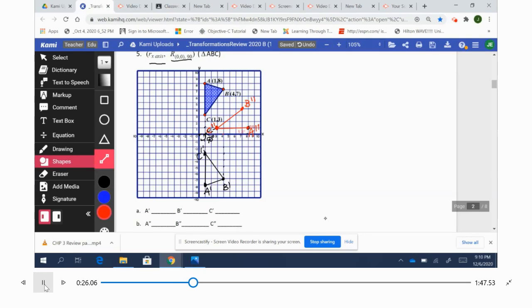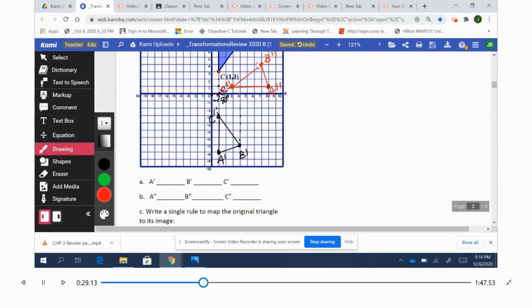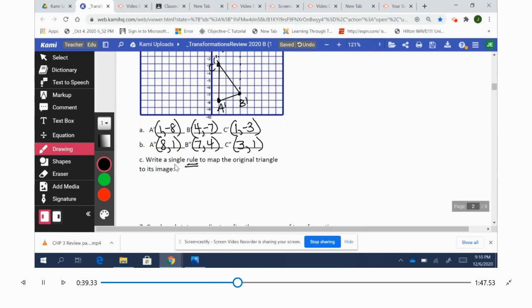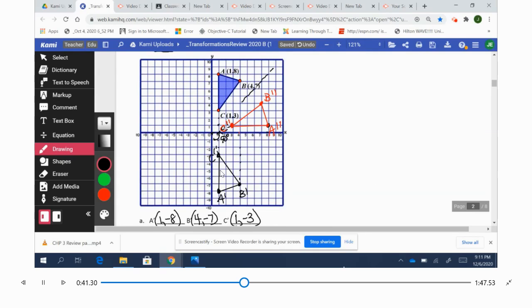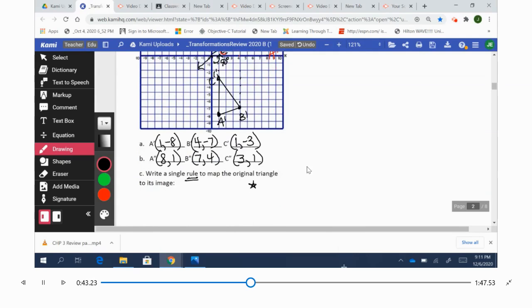Now, what we can see from this is the single move is the second question. The single move that will take B to B double prime will be a reflection over the line Y equals X. Same with C to C double prime, and of course, A to A double prime. Okay, so the line Y equals X, that's not the rule, but that's the description.